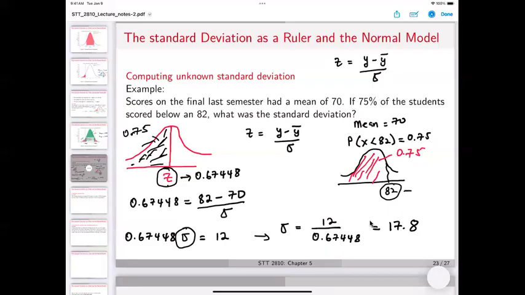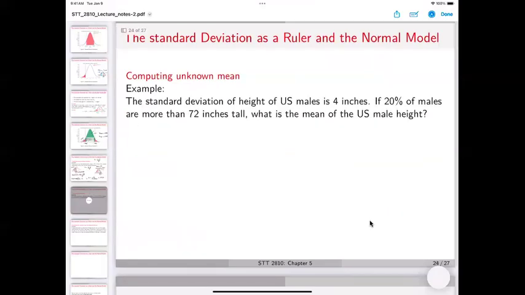Okay. If you are good, then I want you to try this problem. Remember, to get a Z value, read to the left. Is that okay? So I want you to try this.